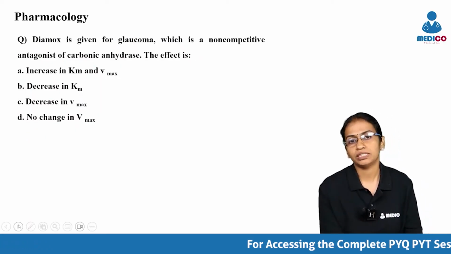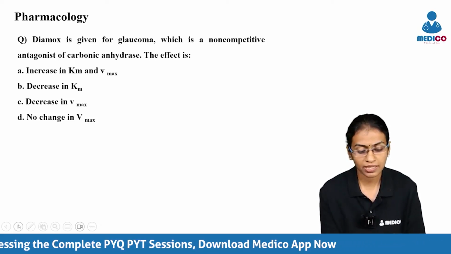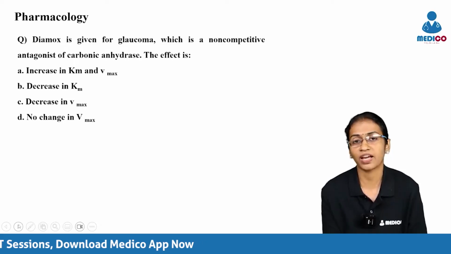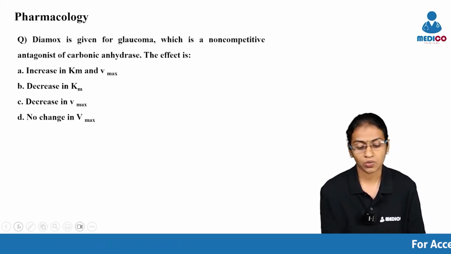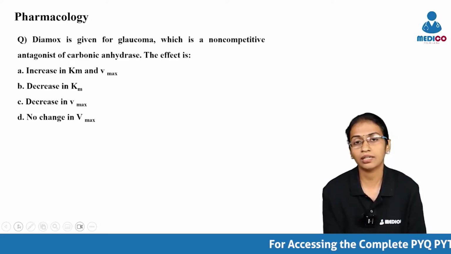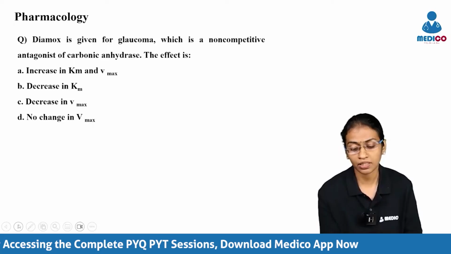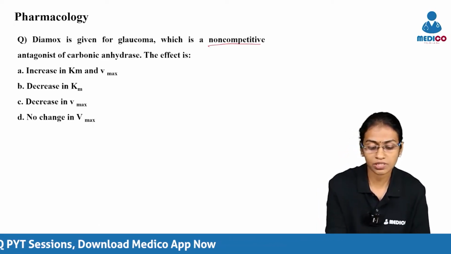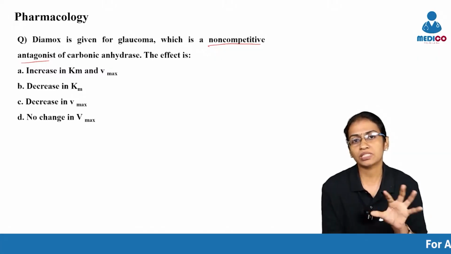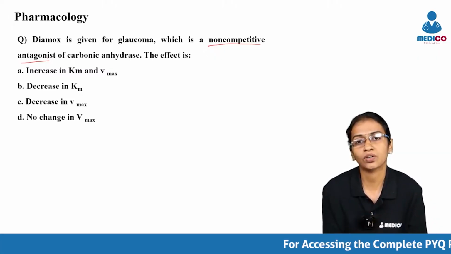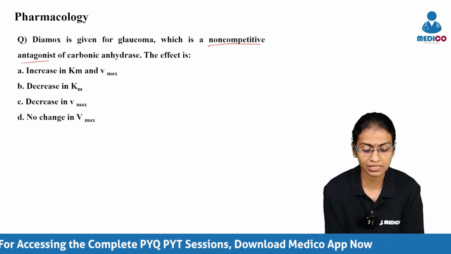Now let's go to the next question. Diamox is given for glaucoma. What is Diamox? It's a non-competitive antagonist of carbonic anhydrase. What we are seeing here is an enzyme inhibition. What type of enzyme inhibition is happening? It's a non-competitive antagonist or non-competitive enzyme inhibition. So the question here is, what happens in non-competitive enzyme inhibition? I hope you're familiar with these terms.